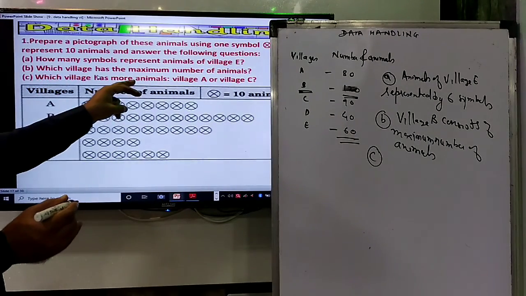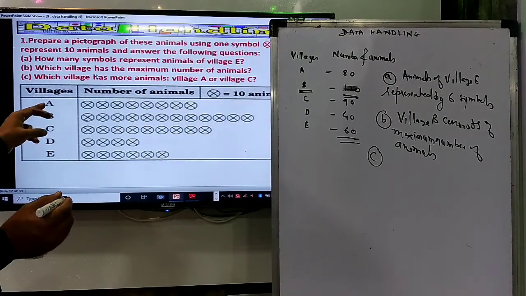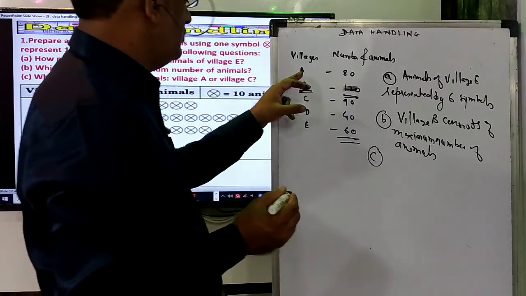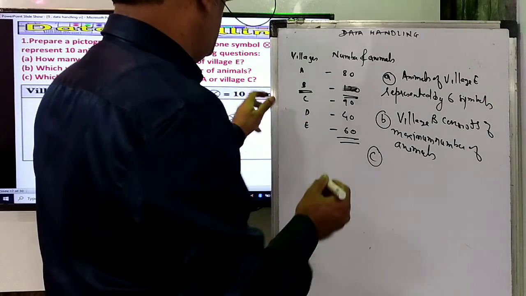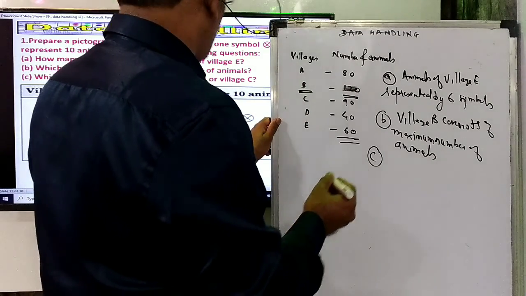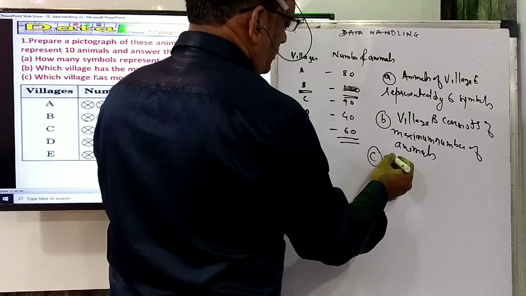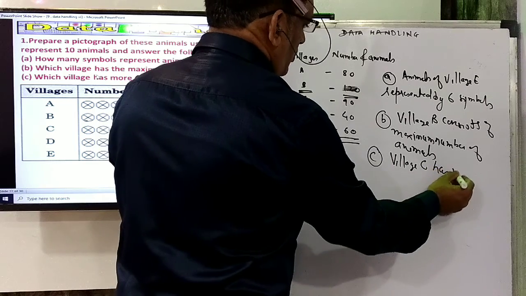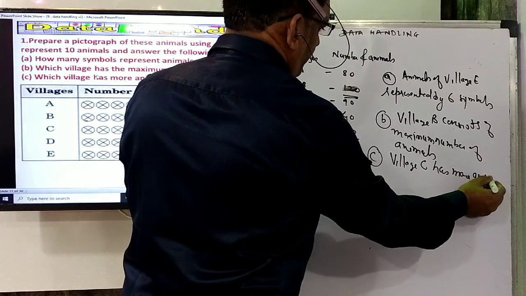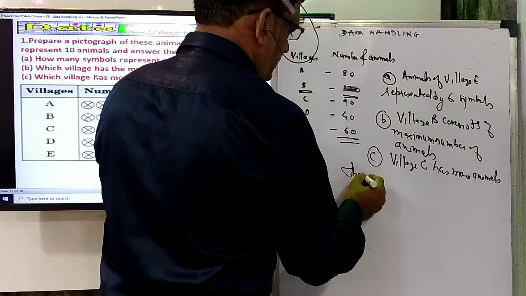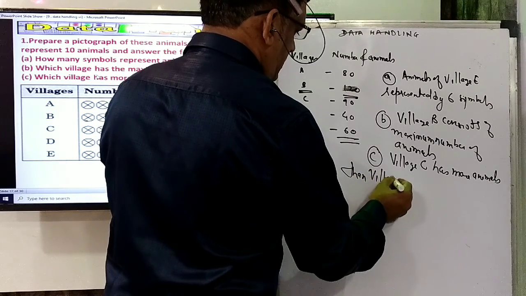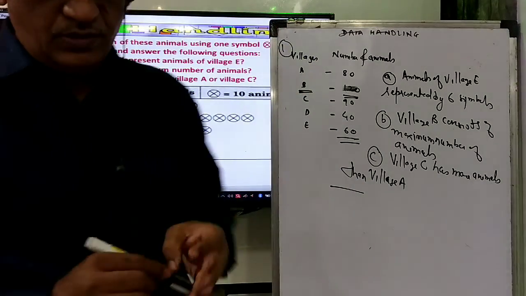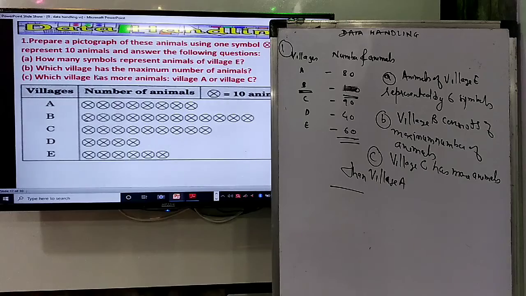Which village has more animals, A or C? A consists of 80 animals, C consists of 90 animals. So A consists of 80 and C consists of 90, which means village C has more animals than village A. So this is question number 1 of this exercise 9.2.